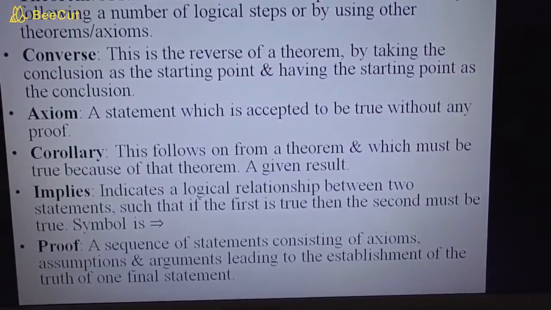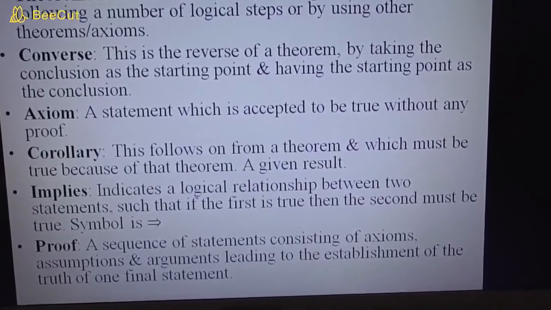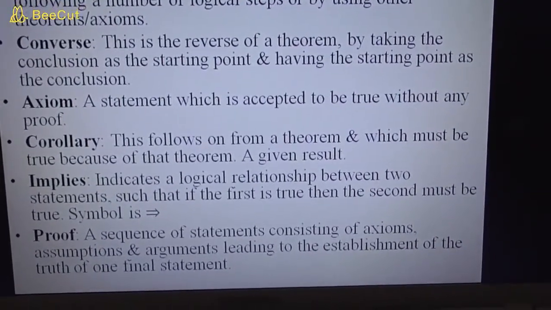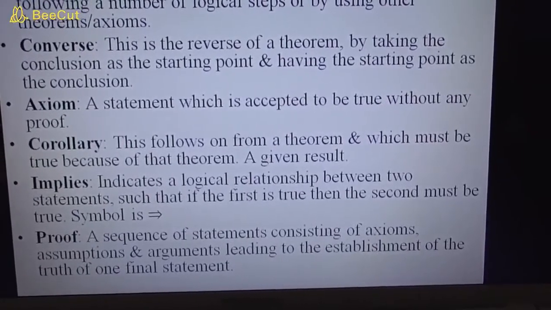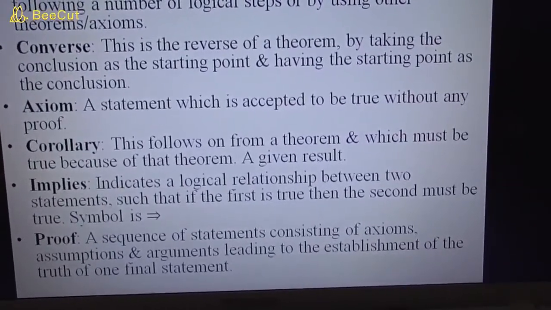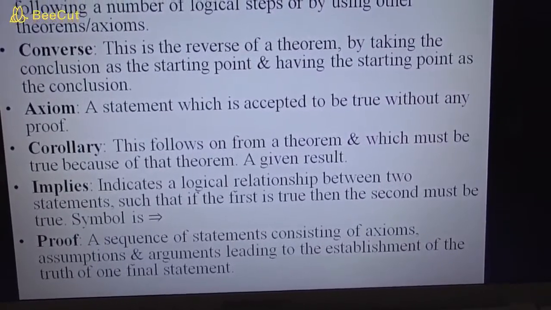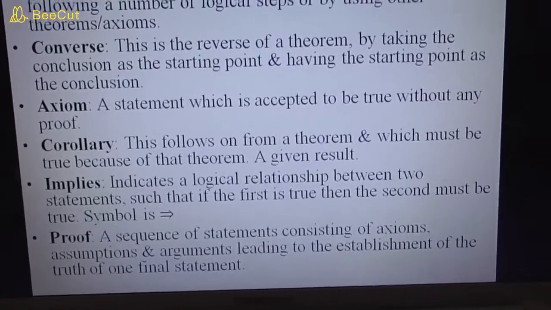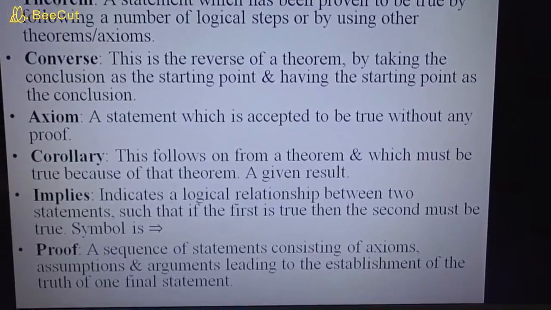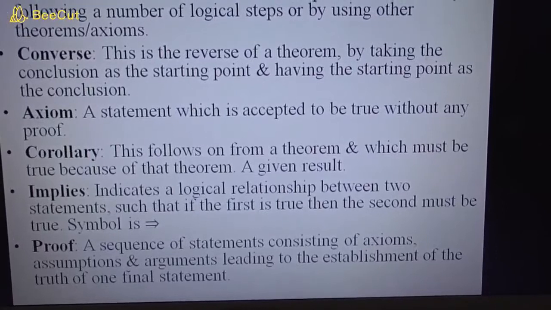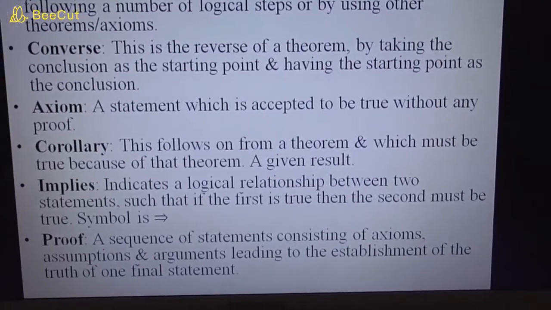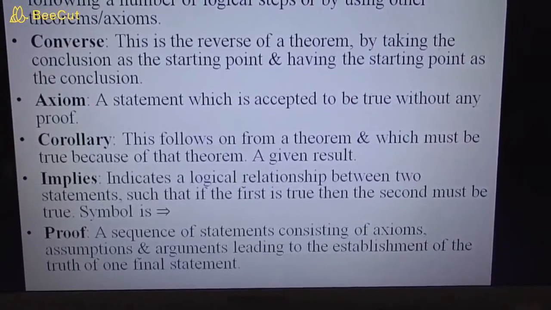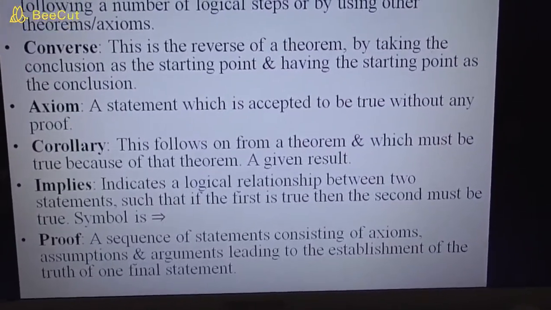A corollary is something that will follow on after a theorem. It has to be true because if it's already been proven in that theorem, it's a given result. Like you might go off and prove that the three angles of a triangle add up to 180 degrees. So the corollary would be that three angles in a triangle add up to 180 degrees. It's a statement that you accept to be true because it follows on from the theorem, so you don't need to go off and reprove the theorem or anything like that.